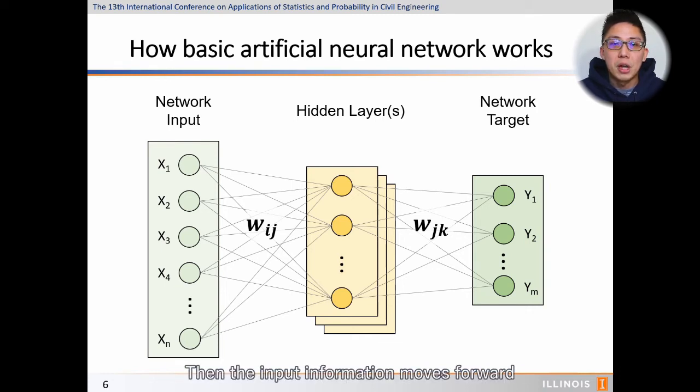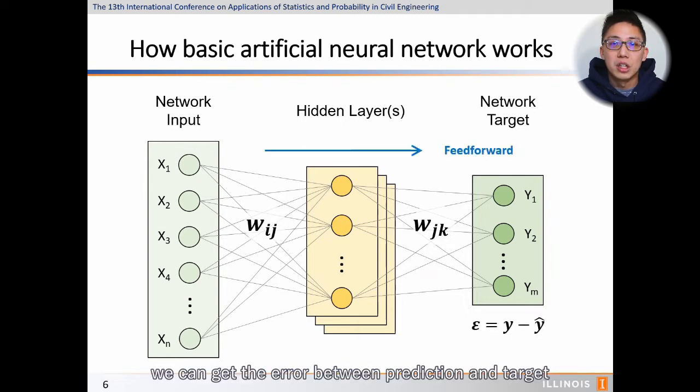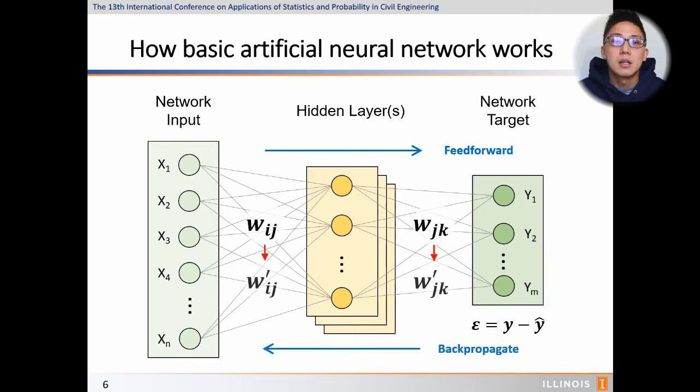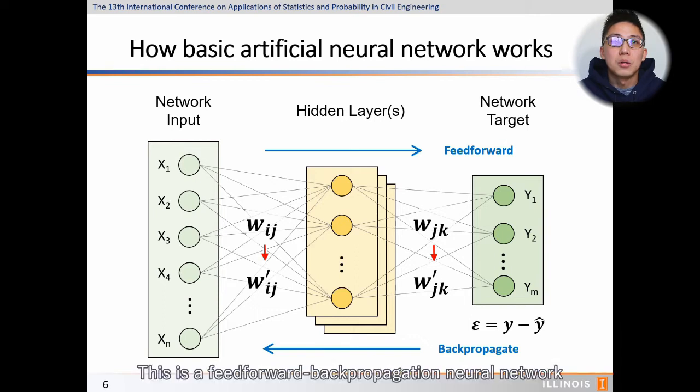Then the input information move forward. We can get the error between prediction and target. The error will be propagated backward to adjust the weight. So after iteration of this process, the network then finishes training and can be used for prediction. So this is a feed-forward backpropagation neural networks.